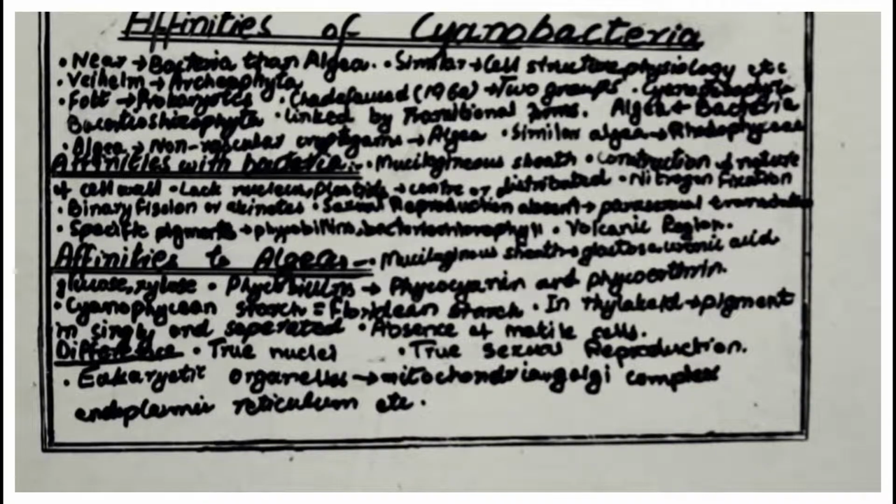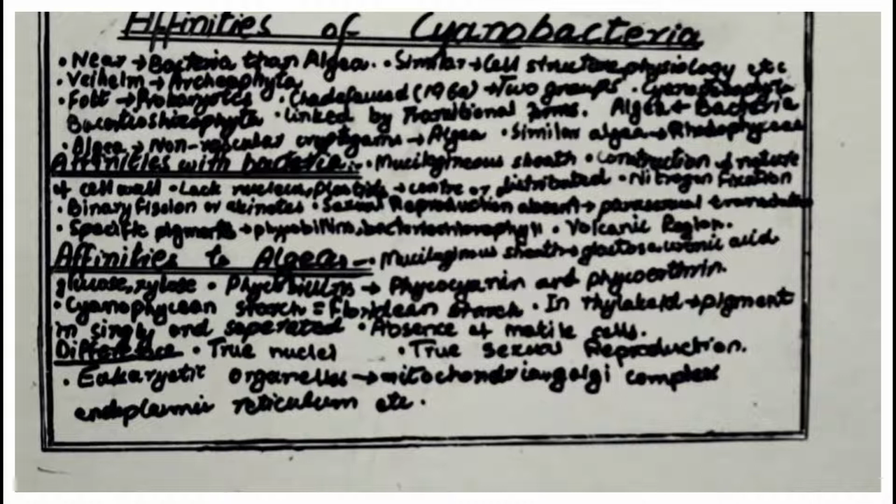Then cyanophycean starch and the Floridian starch. It means that the blue-green algae have the cyanophycean starch, which is much more similar to the Floridian starch of the red algae. So this is one more characteristic that they are similar to each other. The next is their thylakoids. In their thylakoids, their pigments are singly and separately present, so they are not organized like layers or one over the other like the modern ones. So they have the similar characteristic that their pigments are in thylakoids, separated and singly present.